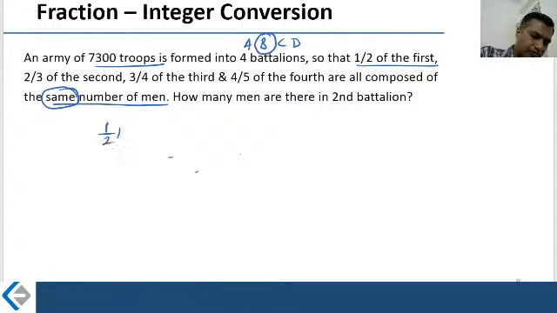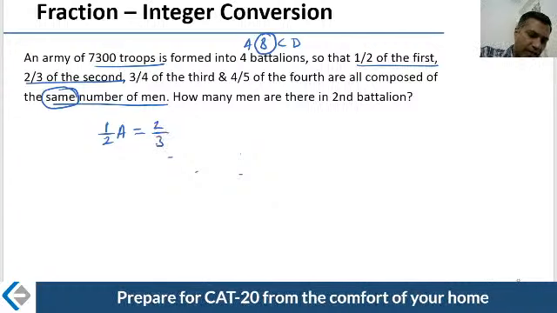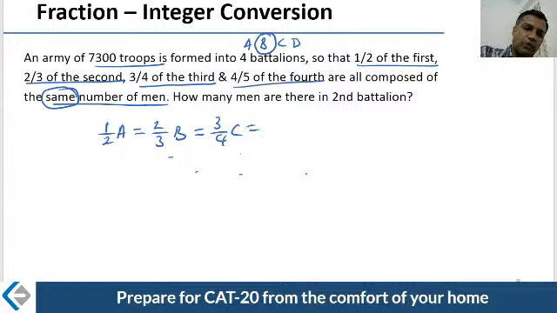Half of A is also equal to 2/3 of the second, that is 2 by 3 times of B, which is also equal to 3/4 of the third, that is 3 by 4th of C, which is also equal to 4 by 5 times of the fourth, that is 4 by 5 times of D. What did I say? What did I ask you to do?